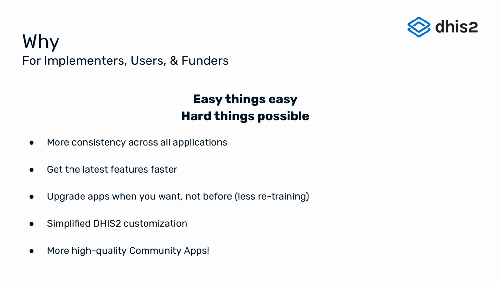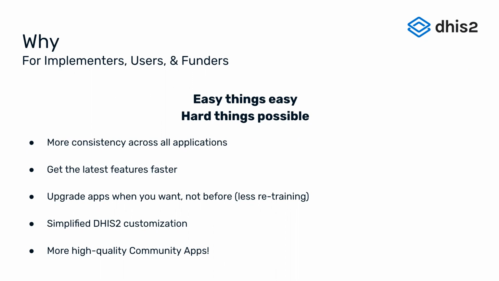Also, implementers get the latest features faster. So if there is a feature that's introduced in 2.34 that is purely an application feature, it often doesn't get backported to 2.33, 2.32, 2.31, because those are maintenance releases. And therefore, even though the DHIS2 core of 2.33 or 2.32 might support that feature, the implementer needs to upgrade their entire instance and their database in order to get a new feature in DHIS2 2.34. Similarly, but in the opposite direction, upgrading apps doesn't necessarily become required.